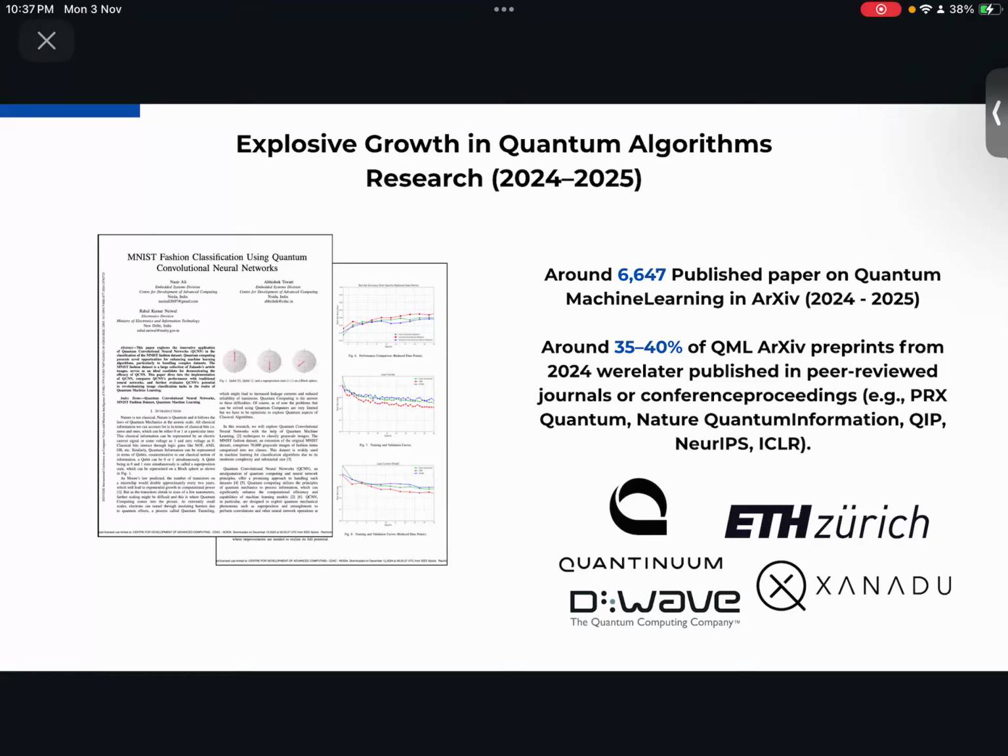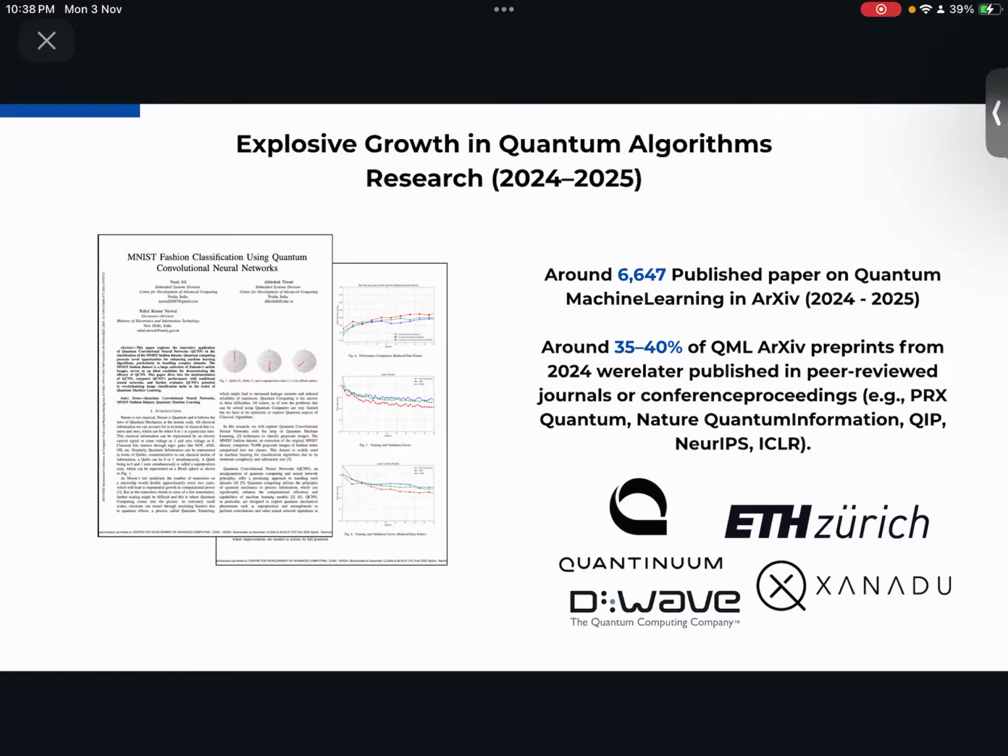The algorithm side of quantum machine learning has been developed since, I guess, 2018. Yeah, 2018 was the first well-established quantum machine learning algorithm that has been published. And around 35 to 40% of the quantum machine learning algorithms published on arXiv as preprints are also published in peer-reviewed journals and conferences, including NeurIPS, Nature Quantum Information, and many others.